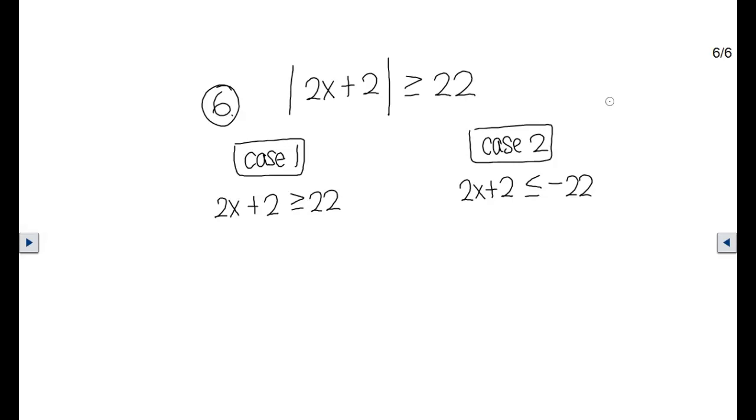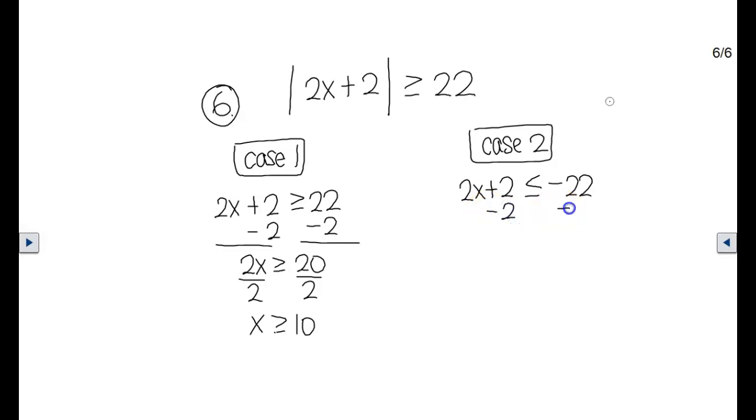Now, solving these, they both solve the same way. We subtract 2 to get 2x is greater than or equal to 20. Divide by 2, which is a positive, so no flipping of the sign here, to get x is greater than or equal to 10. So there's half of your solution.